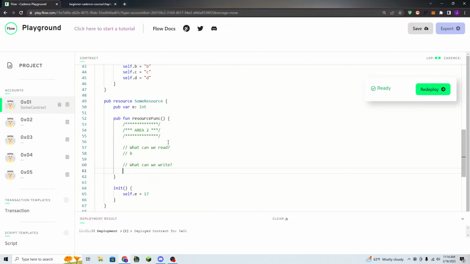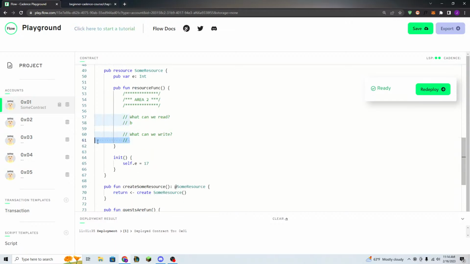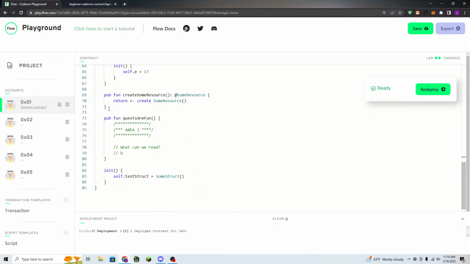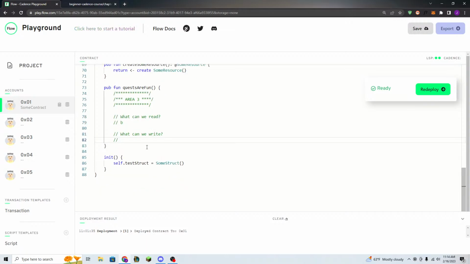What do you think? No, we can't. So we cannot write b here. Okay, great. Now, what if we again go outside of that struct into a function in the contract? What do you think about here? Nope, can't write it here either.